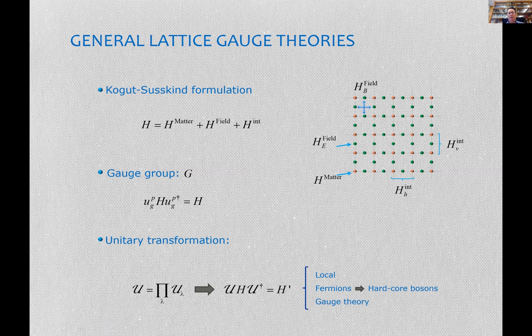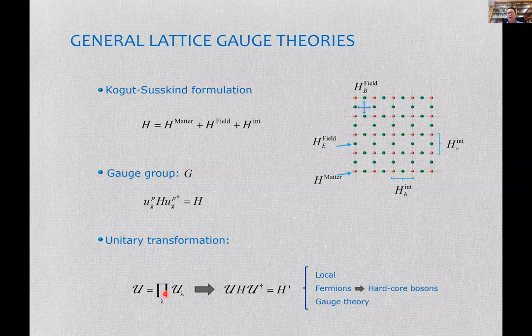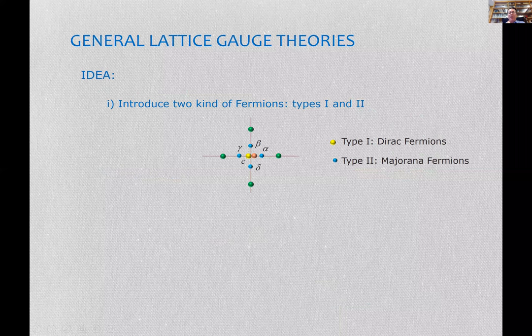The new Hamiltonian, first of all, is local. Second, it doesn't have fermionic degrees of freedom, but has hardcore bosons. And it's still a gauge theory, so it has gauge symmetries. Let me tell you the idea behind that. I have to say that this is inspired by some work that I did together with Frank Verstraete many years ago, in which we did something related for Hubbard models. But here we use explicitly the fact that we have these gauge symmetries, and that's very important.